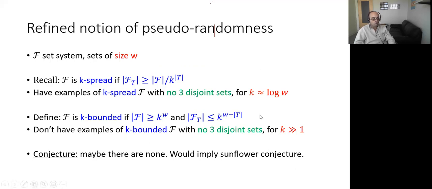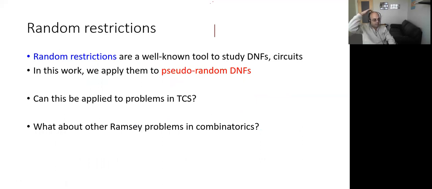So that's maybe one option of how to do better by studying this more refined notion of pseudo-randomness. And here's my last slide. So just to say that, well, random restrictions, we use them a lot in TCS. And the new thing here is that we apply them not to arbitrary objects, not to arbitrary DNFs, but to pseudo-random DNFs. And for pseudo-random DNFs, you can actually apply them with much, much better parameters.